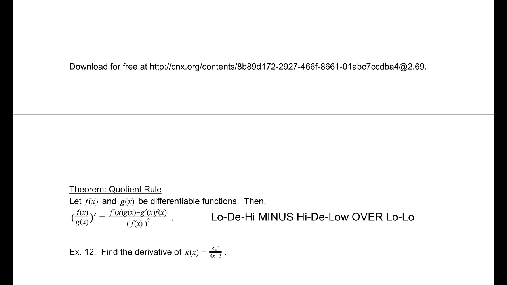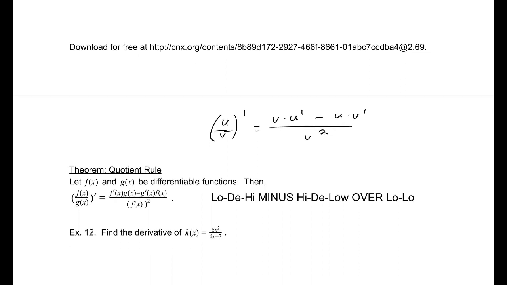That is our rule. Now, the way I remember this, the way I actually learned it, is low d high minus high d low over low low. If that helps, go for it. Hold on to that. Low d high minus high d low over low low. Yodel to yourself. I'm going to go ahead and write this in u-v notation like I did earlier. U divided by v prime is low d high, so v du, derivative of u, minus high d low over low low, v squared. It's a common way to see that.